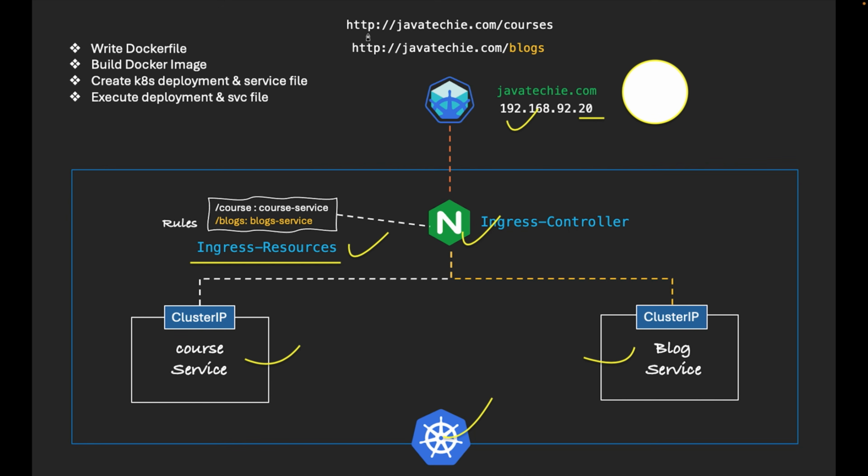Now any request coming to javatechie.com/course, javatechie.com we mapped to this particular IP, and this is my Minikube IP. Then the request will go to this controller, the NGINX controller. Now this controller will read the rules, which are nothing but your Ingress resources, and in the rule we have defined /course delegates to the course service. So the request will land here, and routing the traffic to the corresponding microservices is done by the Ingress controller, okay.